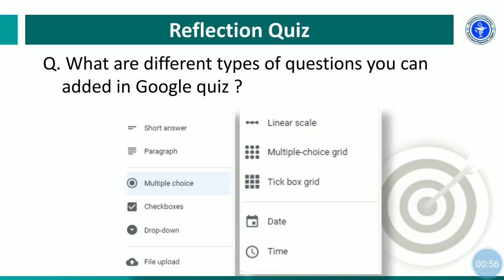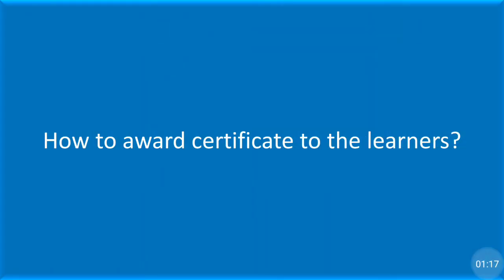The answer is there are different types of questions we can add in Google Quiz, such as short answer type of question, long answer type of question, that is paragraph, MCQ, checkbox, drop down, multiple choice grid, etc. So let's see how to award a certificate to the exam takers, and this will be automatic.